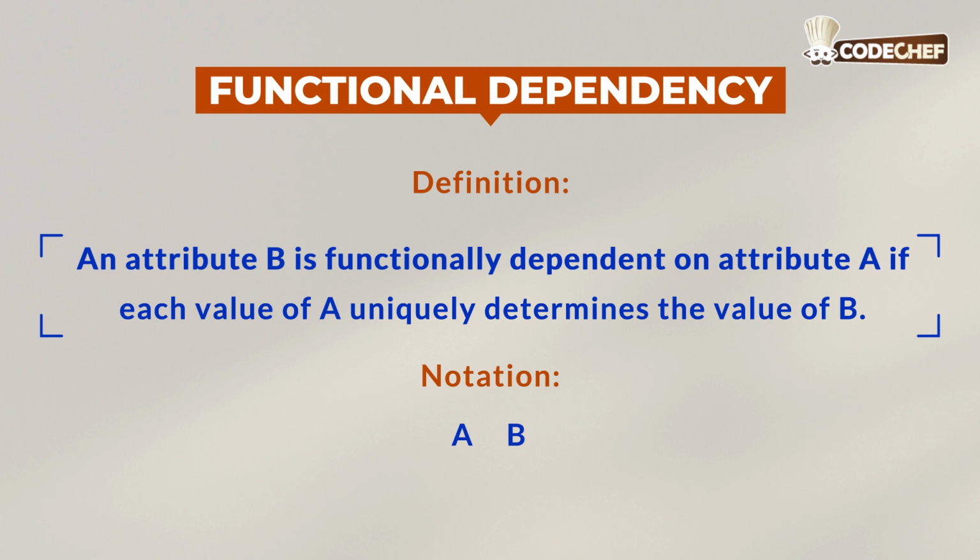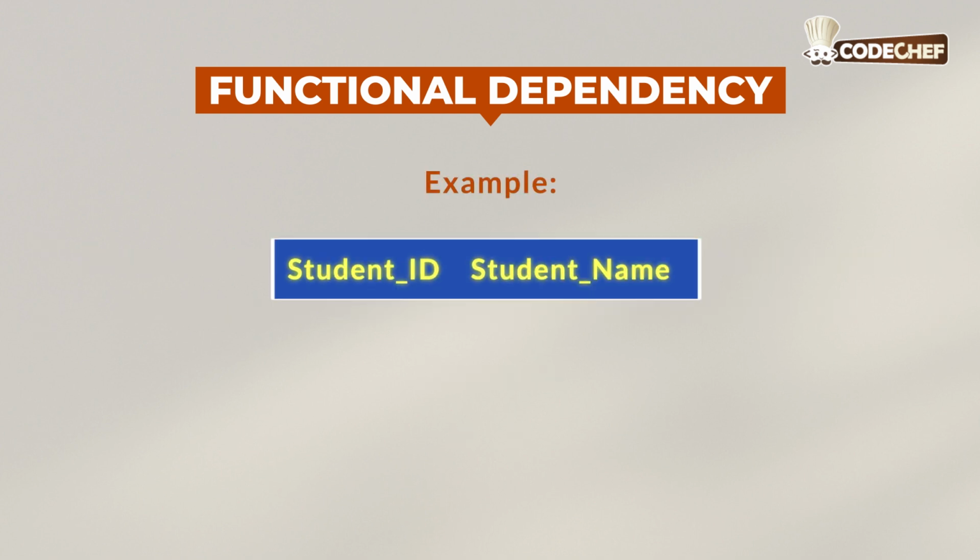Let's understand this with the help of an example. Student ID → student name.